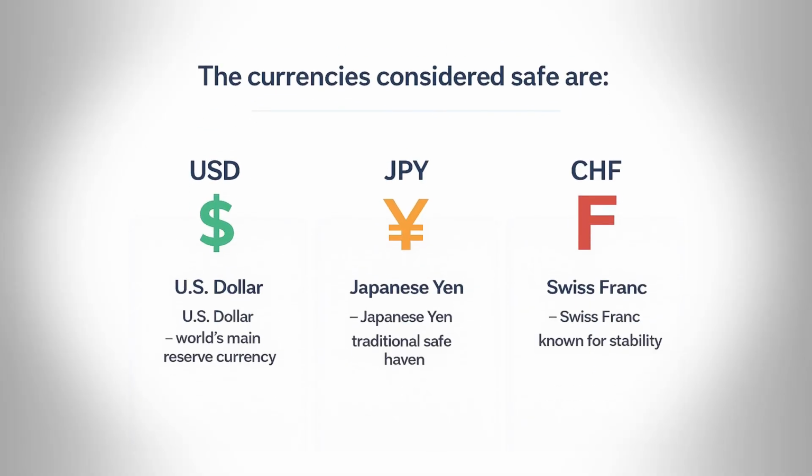Currencies that are considered safe haven include the US dollar, which is the world's main reserve currency, the Japanese yen, a traditional safe haven, and the Swiss franc, known for its stability. For example, when the Russia-Ukraine war broke out, we saw a crash in the Russian ruble. At this time, safe haven currencies like the US dollar, the Japanese yen, and the Swiss franc gained value.